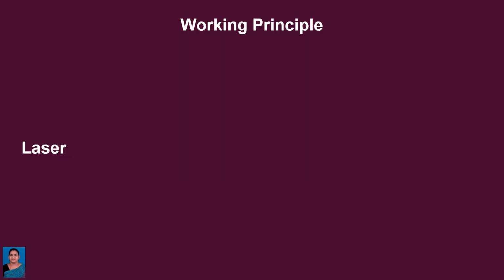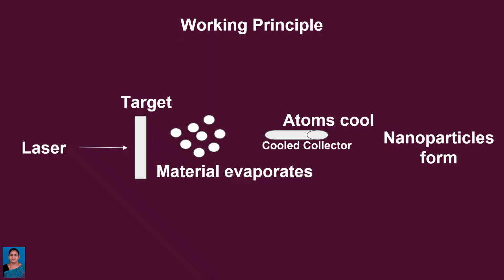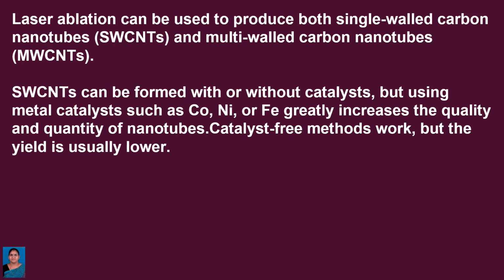The simplest key point for the working principle: the laser hits the target material and the material evaporates, atoms cool in the cooled collector, and nanoparticles form. Laser ablation can be used to produce both single-walled carbon nanotubes and multi-walled carbon nanotubes. Single-wall carbon nanotubes can be formed with or without catalyst, but using metal catalysts such as cobalt, nickel, or iron greatly increases the quality and quantity of nanotubes. Catalyst-free methods work, but the yield is usually lower.